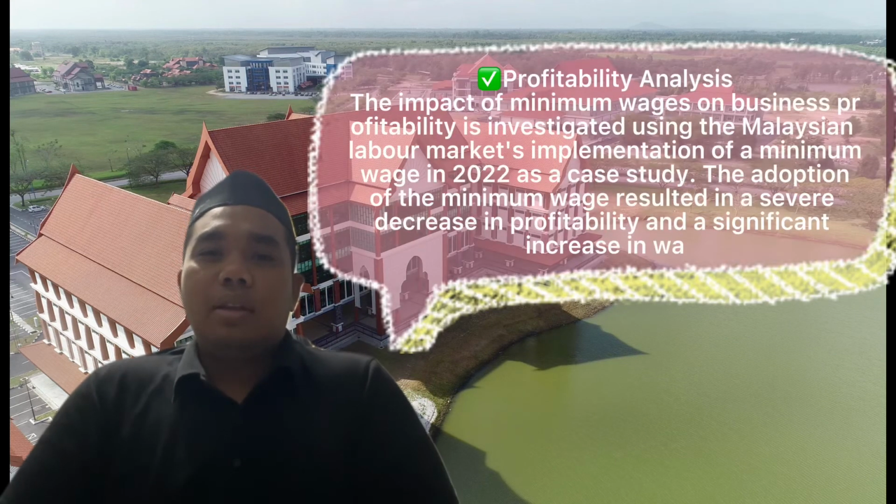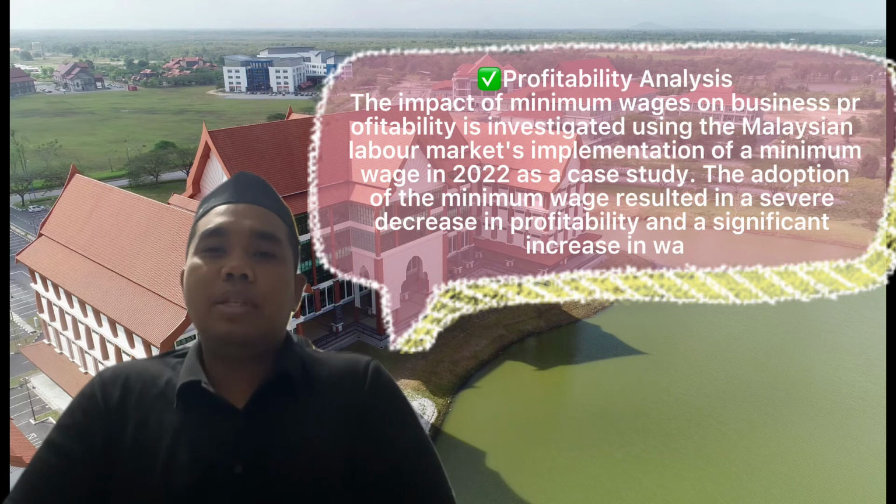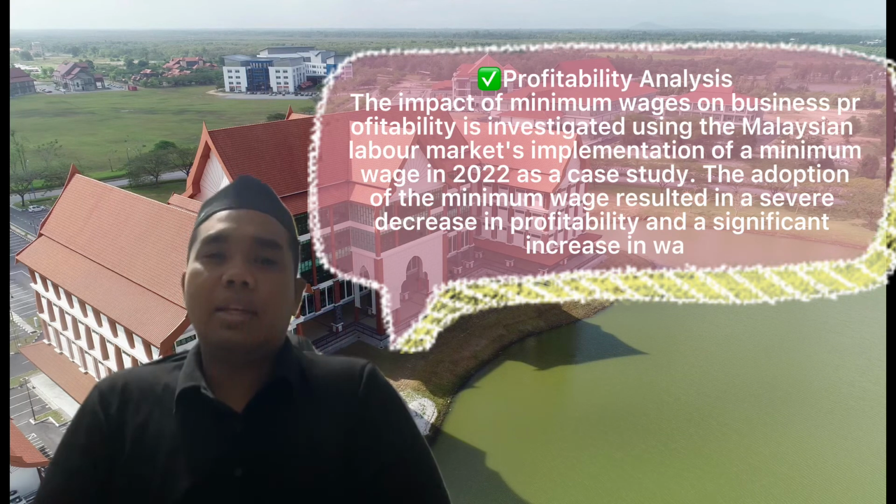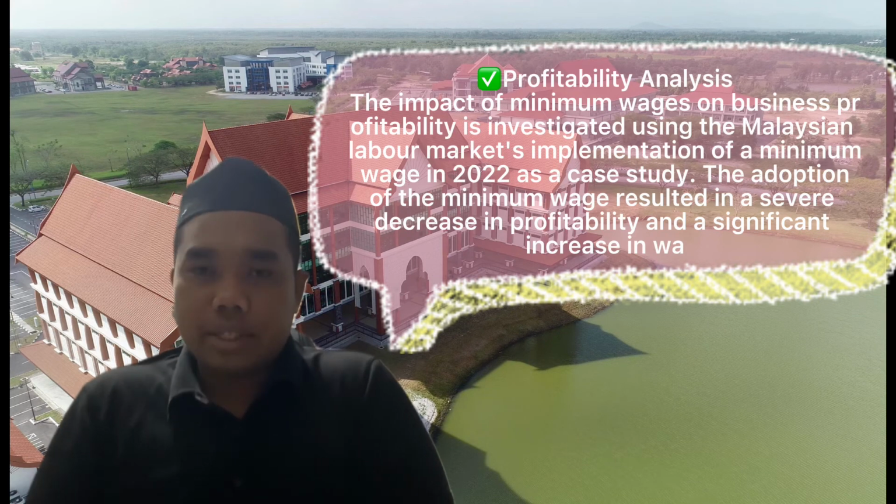Profitability analysis. The impact of minimum wages on business profitability is investigated using the Malaysian labor market. Implementation of the minimum wages in 2022 as a case study. The adoption of the minimum wages resulted in a severe decrease in profitability and a significant increase in wages.